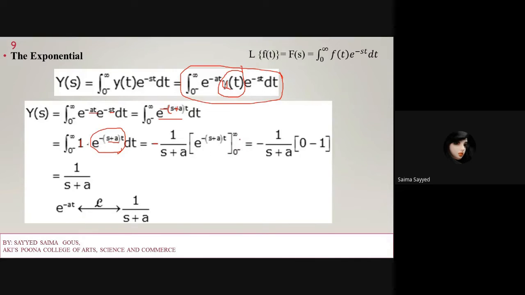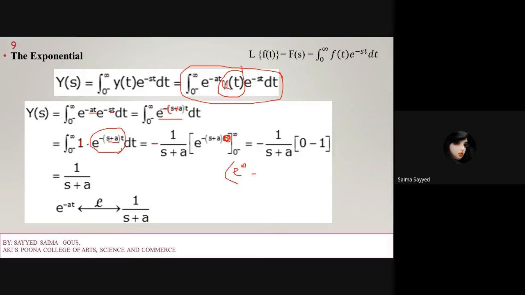So now this is minus 1 upon S plus A. Again, substitute upper limit minus lower limit. By substituting here, first we will substitute infinity, so it will become e raised to infinity minus lower limit. Now substitute the lower limit, which is 0.